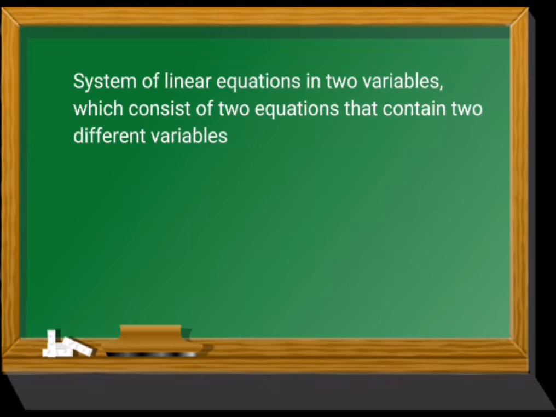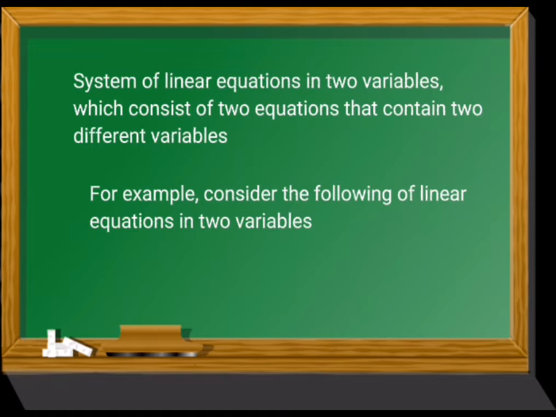In this section, we will look at the system of linear equations in two variables, which consists of two equations that contain two different variables. For example, consider the following two linear equations in two variables. 3x minus y equals 7. 2x plus 3y equals 1.